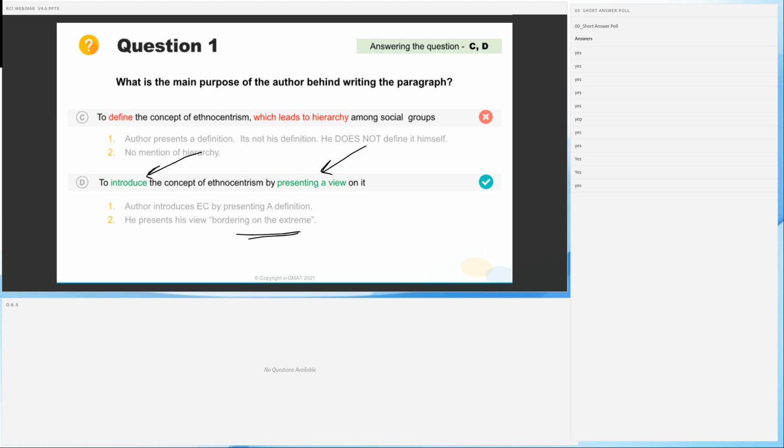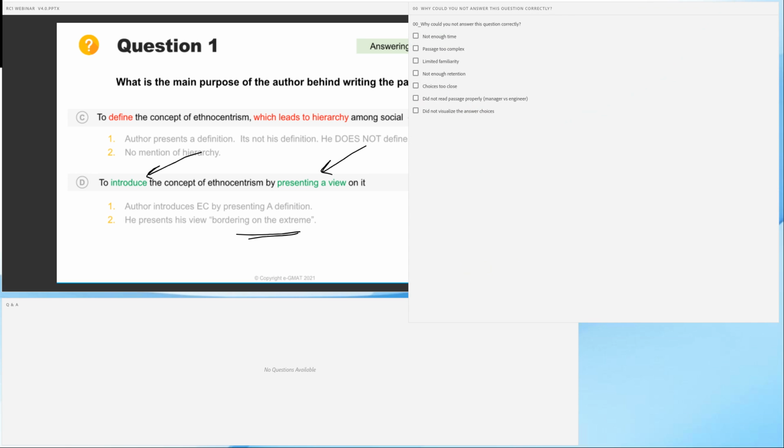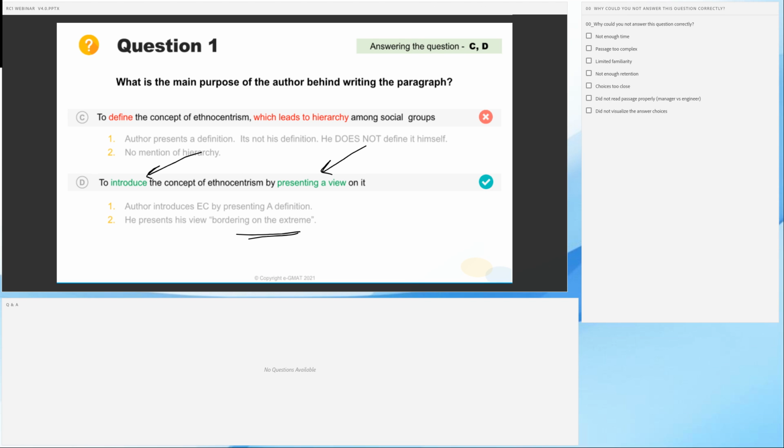Now, for those of you who made a mistake, why did you make a mistake, and what is it that you're going to take away from this? There's a multiple response question here, so you can choose more than one answer. Was the passage too complex? Did you not have enough time? Was it because of lack of familiarity? Were the choices too close? Did you not properly understand the passage? Did you not properly understand and visualize the answer choices? Why did you make a mistake?